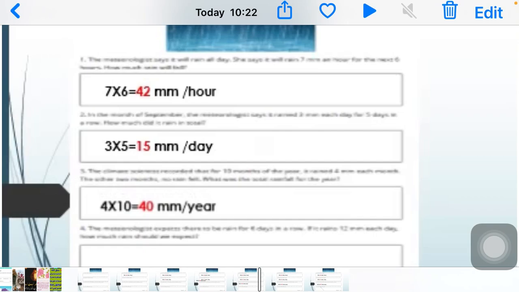Number 4, the meteorologist expects there to be rain for 6 days in a row. If it rains 12 millimeters each day, how much rain should we expect?